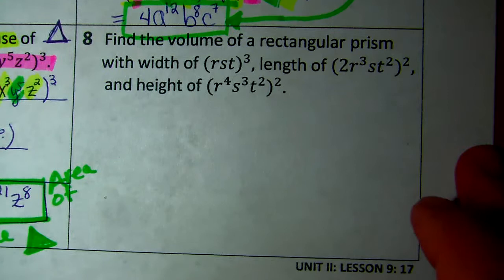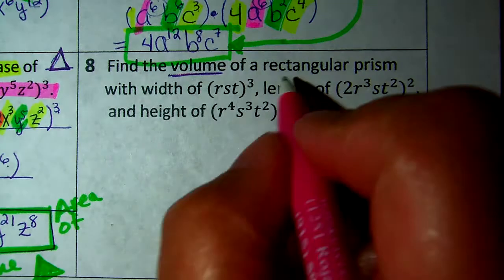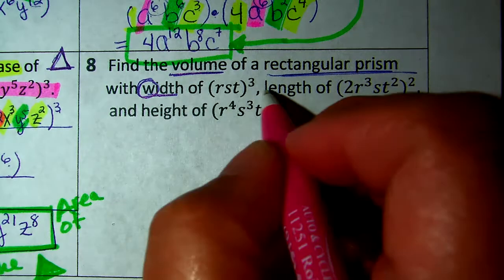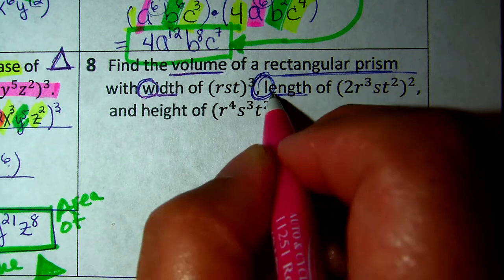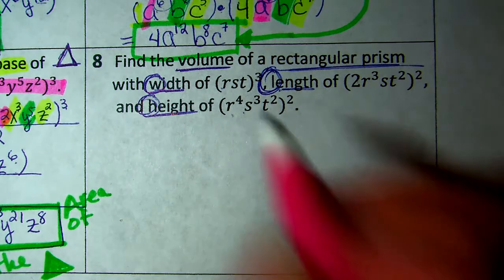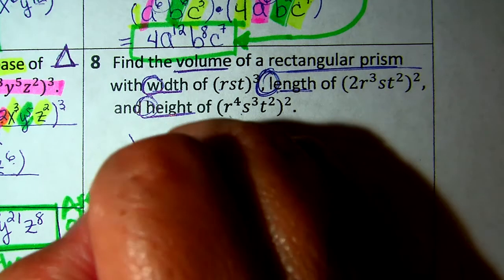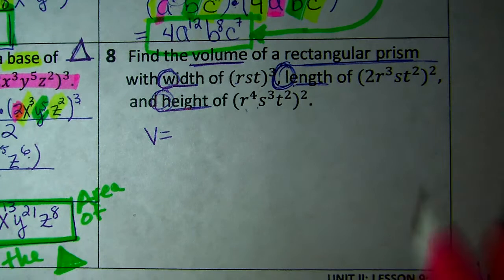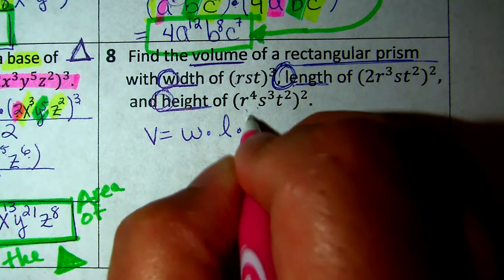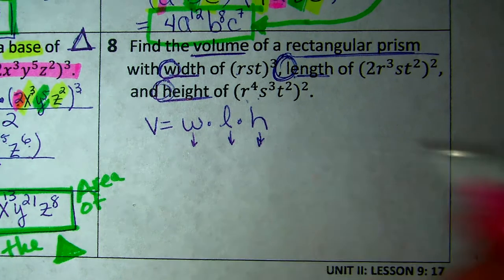Number 8. Okay, here's the volume of a rectangular prism. It has a width, W, a length, L, and a height, H. And you have the 3 expressions. So I'm going to go straight to the formula. The volume of a rectangular prism is width times length times height. So I'm going to substitute each of the 3 expressions right here, okay?